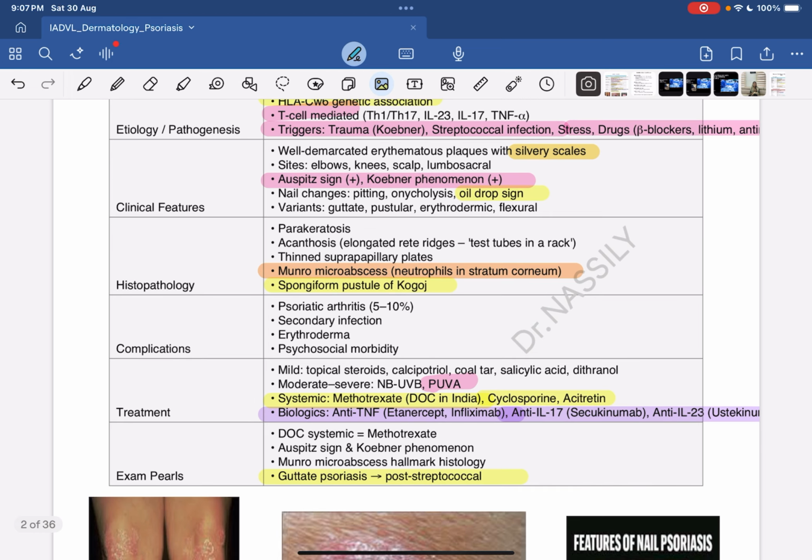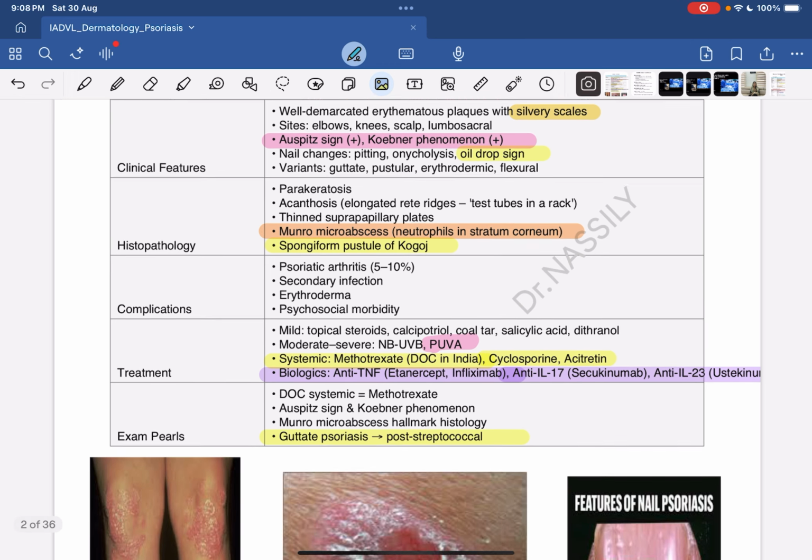What will be in the histopathology? In histopathology, there will be parakeratosis, acanthosis, rete ridges will be elongated, thinning of suprapapillary plates, Munro abscesses. Munro abscess is a previous year question paper. What are Munro abscesses? They are neutrophils in stratum corneum. How to remember? Munro neutrophil, MN, in stratum corneum. There will be spongiform pustule of Kogoj.